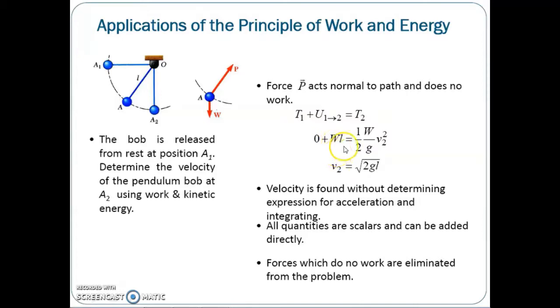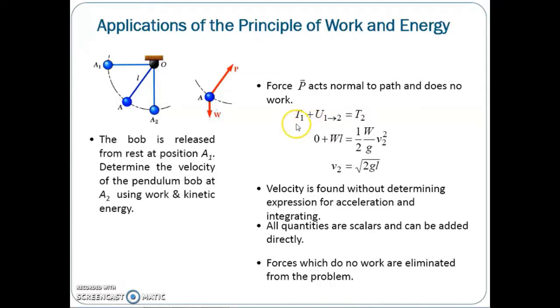And now we consider the kinetic energy of the bob. Initially, at A1 it is at rest, so we find that T1, the kinetic energy at the initial condition, is equal to 0. Whereas T2, the kinetic energy at position number 2, here is equal to 1 over 2 m v2 squared, where our m is equal to W over g.